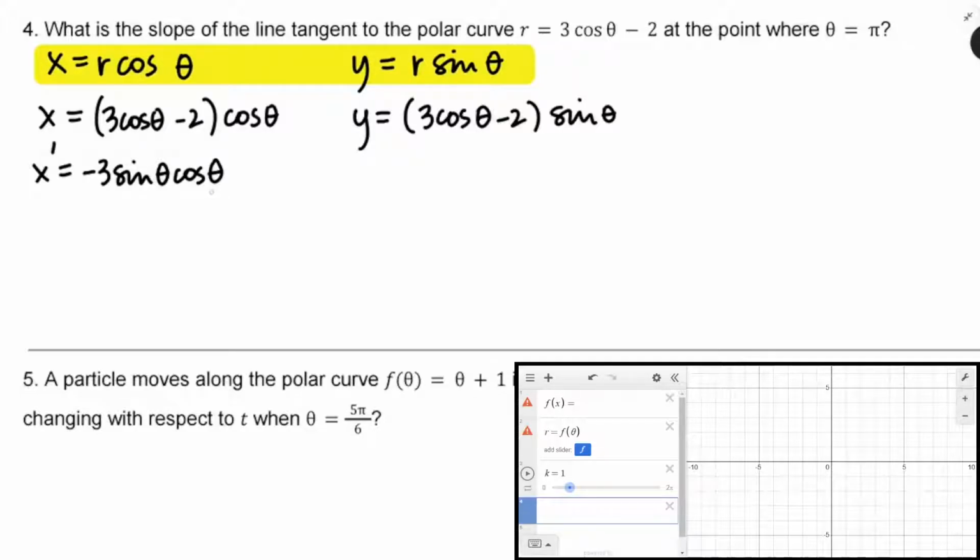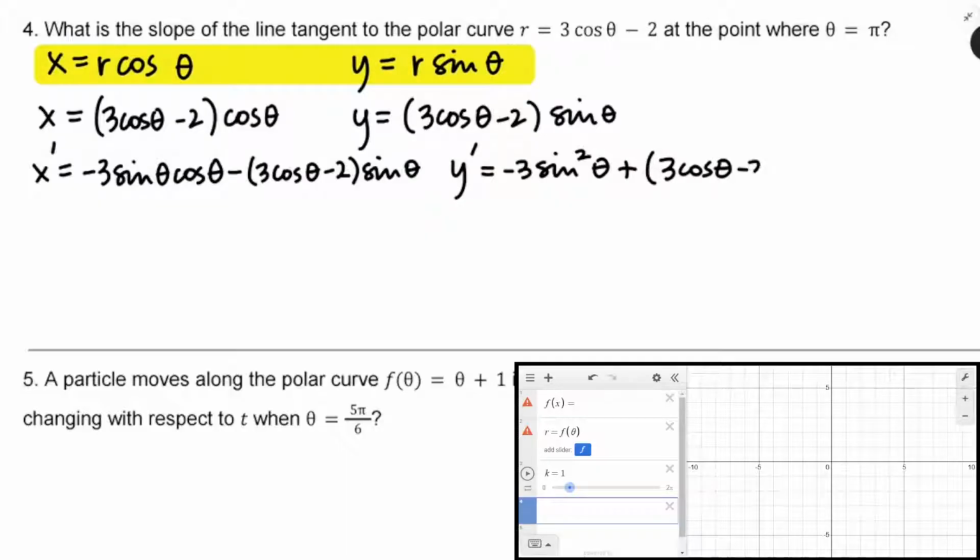Okay. And then I'm going to add, leaving the thing in parentheses the same, taking the derivative of cosine theta, which would be negative sine theta, so negative 3 cosine theta minus 2 times sine theta, right? And then y prime is going to equal, the derivative of the thing in the parentheses is still going to be negative 3 sine theta, but then I'm going to multiply by another sine theta, so it'll be sine squared theta, plus leave this the same, and take the derivative of sine theta, which is going to give me cosine theta.